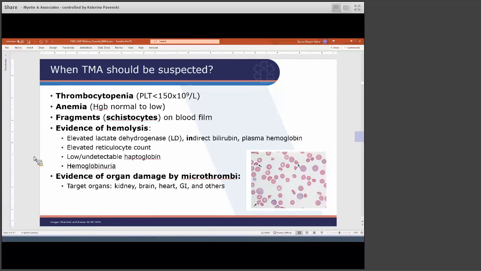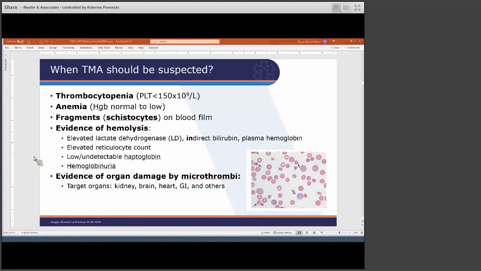Okay, so when should you be suspecting TMA? Well, as I mentioned, you need to have low platelet count. A lot of people think that it has to be catastrophically low, but the platelet count may be only mildly abnormal. Same goes for anemia. Anemia can be very mild. A very significant hallmark is presence of fragments or schistocytes on blood film.